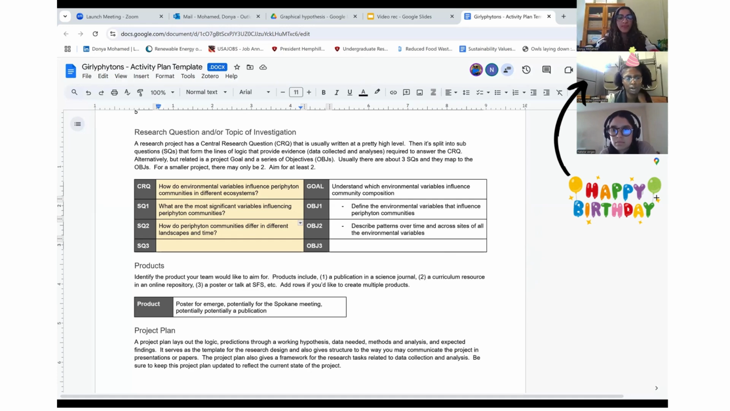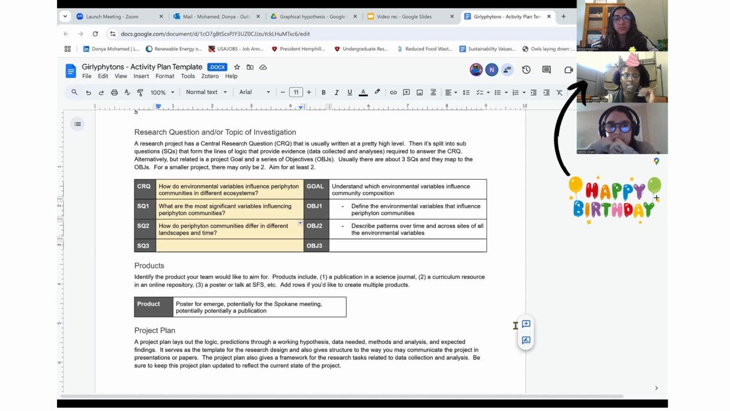Hey everyone. So our critical research question is how do environmental variables influence periphyton communities in different ecosystems? And the goal of this is to understand which environmental variables influence community composition the most. So our first sub-question will look at what are the most significant variables influencing periphyton communities. And the objectives from this part of our research will be to define the environmental variables that influence periphyton communities, and then we'll go on to trying to understand how do periphyton communities differ in different landscapes and times.